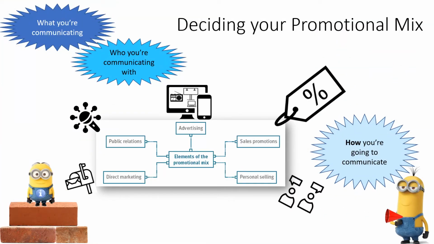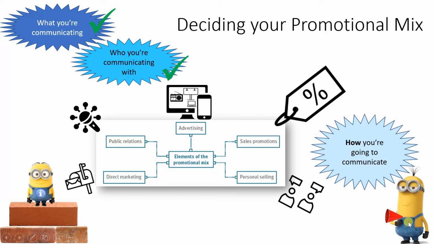Next is deciding your promotional mix. So let's just go over the steps again. Step 1, in the blue corner, you've completed what you're communicating. Step 2, in a slightly less blue corner, you've now completed the step who you're communicating with. That's the segmentation method. And now you're on step 3, how you're going to communicate, as Kevin is about to discuss with you.